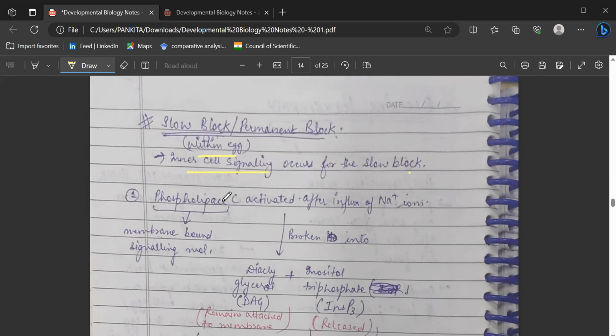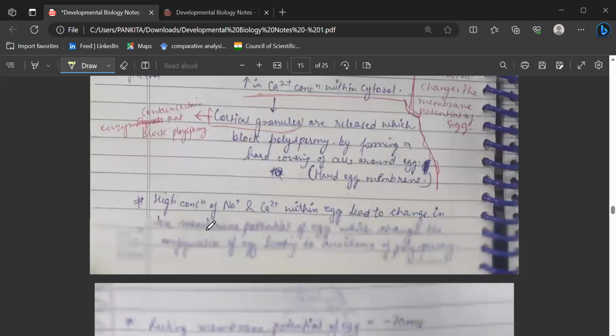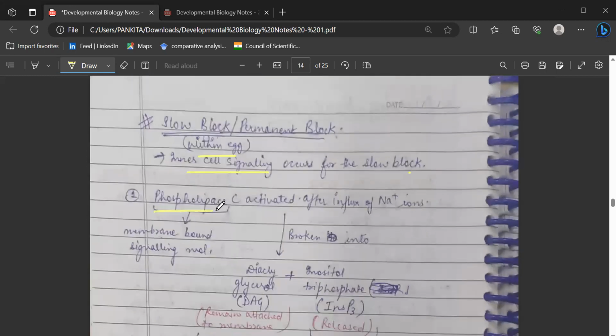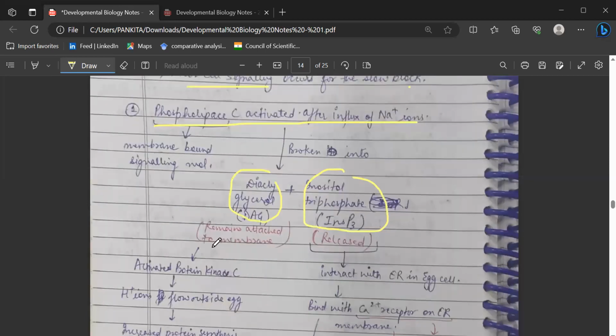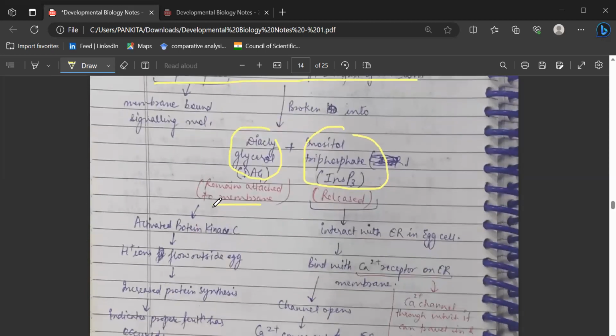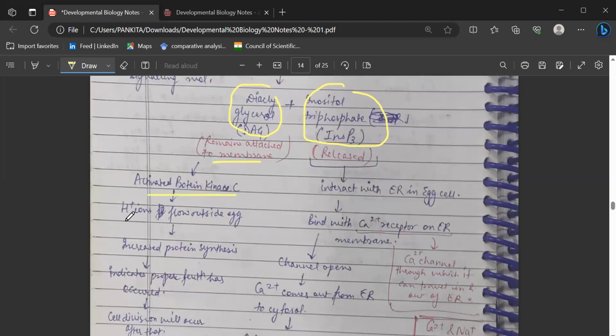The way it happens is that phospholipase C is activated after the influx of sodium ions. As soon as the fast block occurs, where a high influx of sodium ions happens, that immediately activates phospholipase C. Phospholipase C is a membrane bound signaling molecule. It is broken into diacylglycerol, DAG, and inositol triphosphate, IP3, is released. So the diacylglycerol remains attached to the membrane. These are the two ways. It remains attached to the membrane, then it activates protein kinase C.